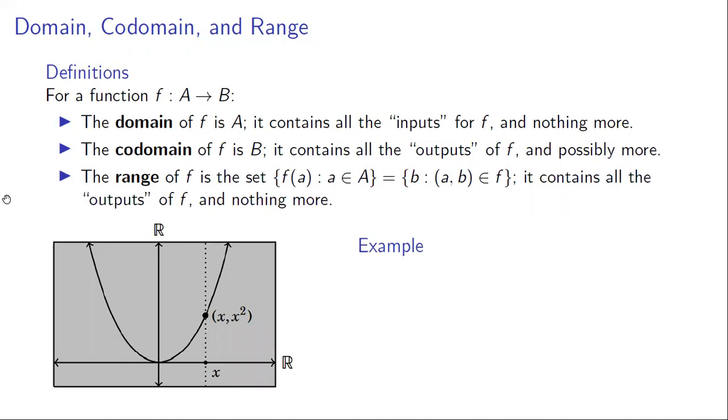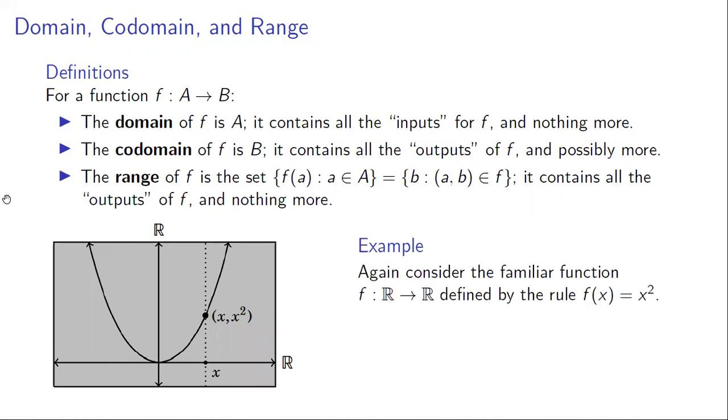So here is our example from before. Again, consider the familiar function f from the real numbers to the real numbers defined by the rule f of x equals x squared. So what is the domain of this function? The intuition is, what are all the possible inputs to the function? Well, we are told that it's a function from the real numbers to the real numbers, so by definition, this is the domain. The domain of f is the set of real numbers, R. The codomain of f is also R, the set of real numbers.